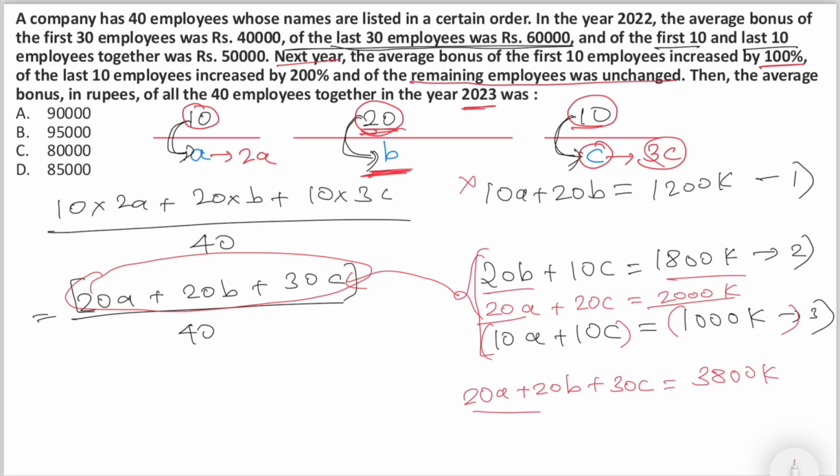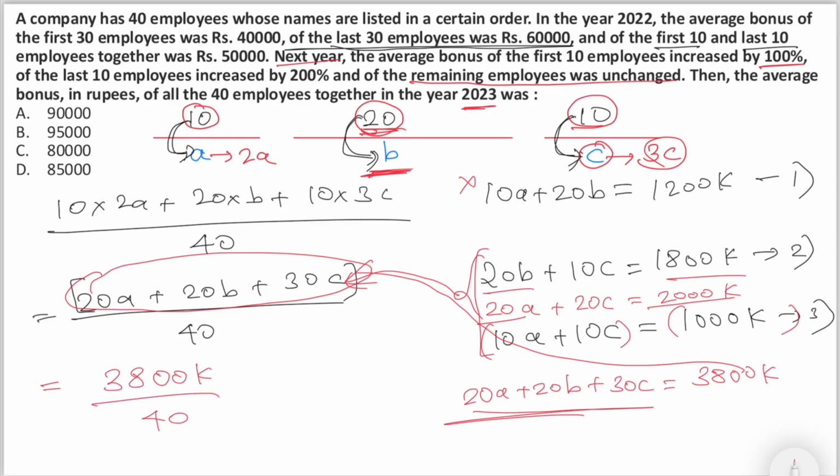We substitute this value of the expression as 3800k in the numerator. The answer to our question is 3800k divided by 40. 0, 0 gone, 4 9s are 36 and 4 5s are 20. The answer to your question is 95k or 95,000, the B option.